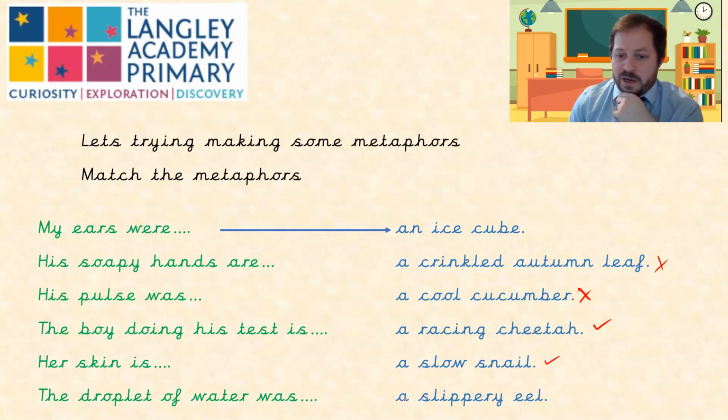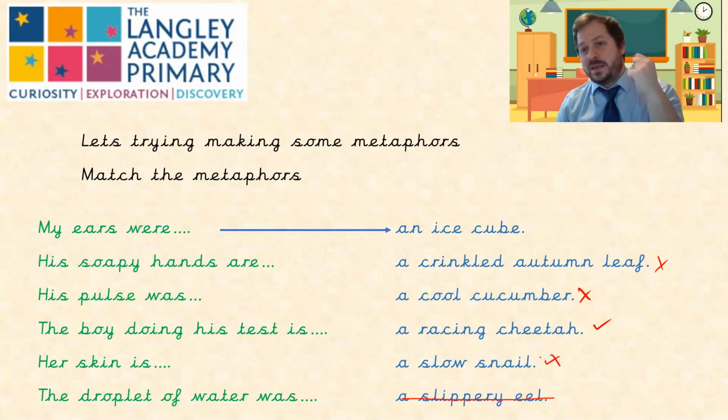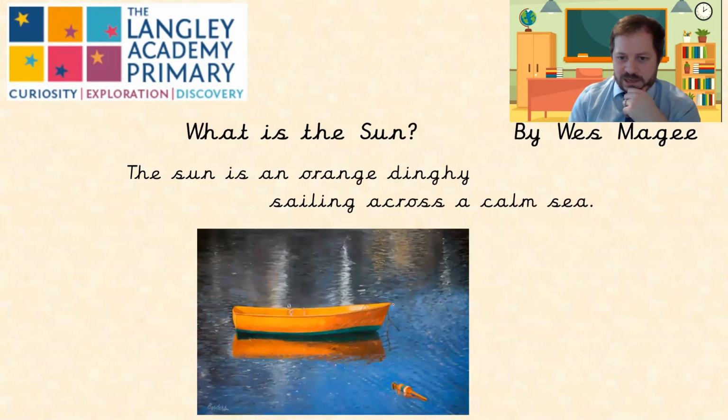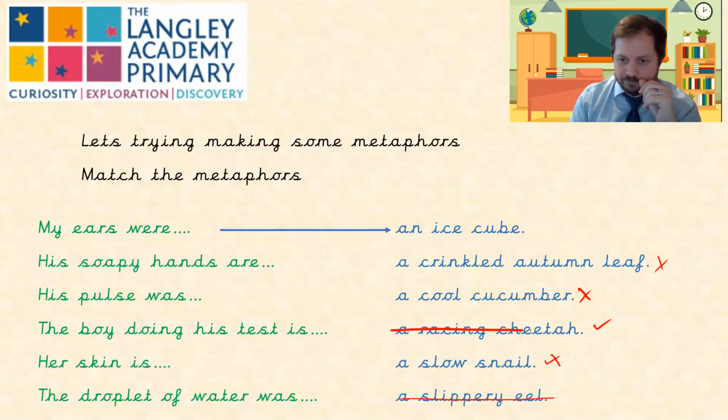And a slippery eel we've already used, so we're not going to use it again. So our two choices are a racing cheetah or a slow snail. Well, the thing is, a slow snail works in one way, but it's not like a snail in any other way. You could have said anything that was slow, a tortoise, whereas something particular about snails is that they leave a trail, and your pulse wouldn't leave a trail. So let's not go with that. The bonus of saying a racing cheetah is that sound as well as the speed. It goes quickly. So his pulse was a racing cheetah. So next, we've used that one now, so let's cross that one out.